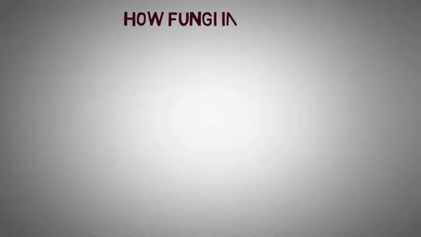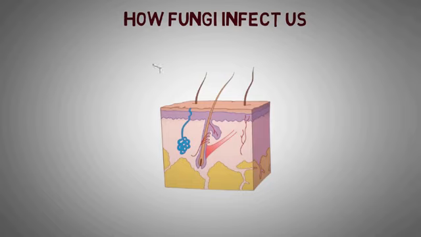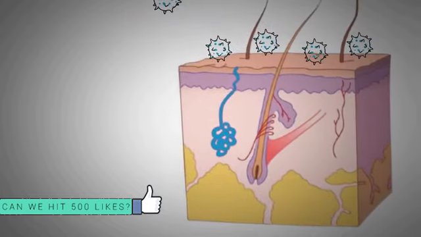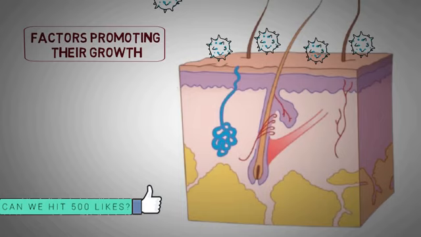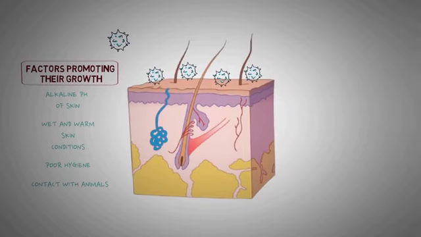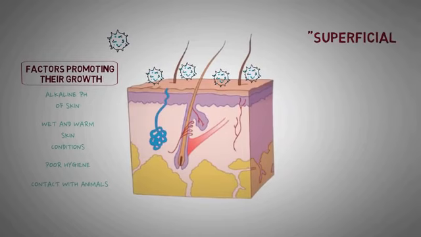Now let's understand how these fungi damage our skin and cause infection. The spores from these fungi penetrate the skin through scratching or small cuts on the skin. These spores get embedded in the skin, and there can be various factors that promote their growth. Alkaline pH, wet and warm skin conditions, poor hygiene, and contact with pets are all favorable for the growth of these fungi.